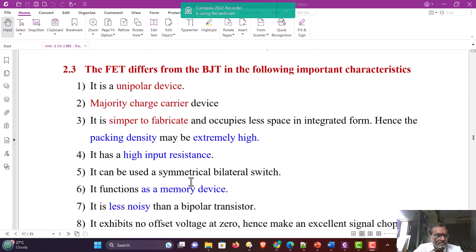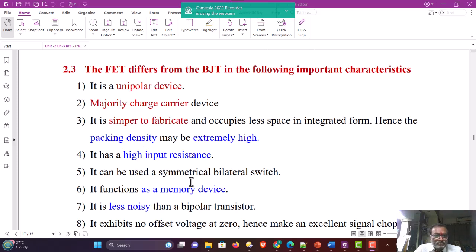Now, what are the differences and similarities between FETs and BJTs? See, one of the major differences: BJT is a bipolar device, whereas FET is a unipolar device. In FET, the current conduction takes place due to majority charge carriers, and therefore it is a majority carrier device. Whereas BJT is a bipolar device.